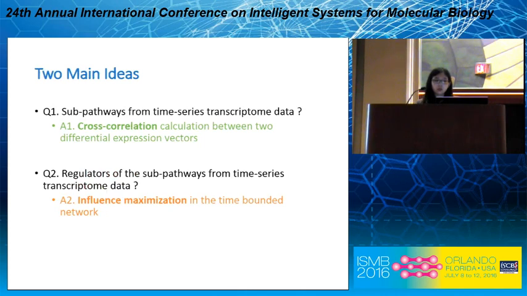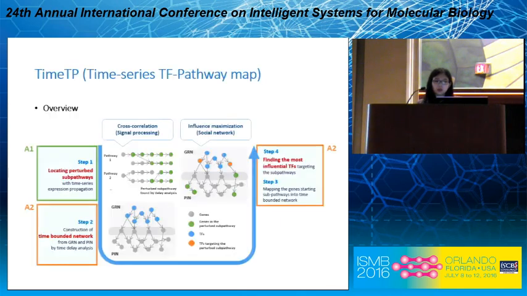So these are my two main ideas for these two questions. First, to detect the subpathways, we use cross-correlation between two differential expression vectors. And to find the regulators, we introduce the influence maximization technique in the time-bounded network. And this is the overview of my work, and I will briefly introduce each step in the following slides.